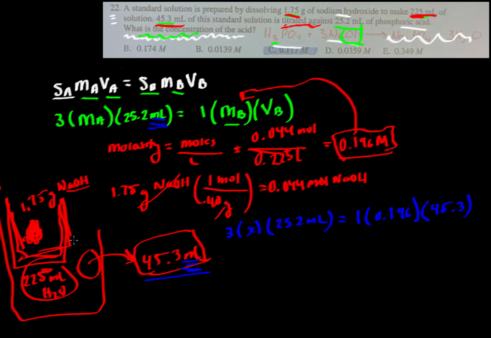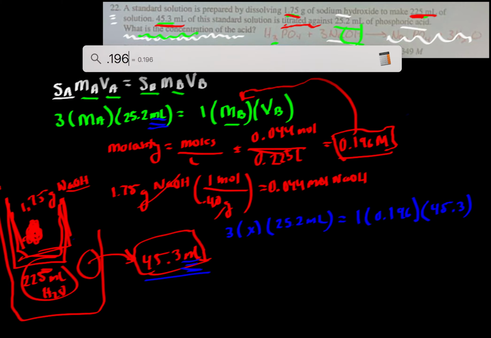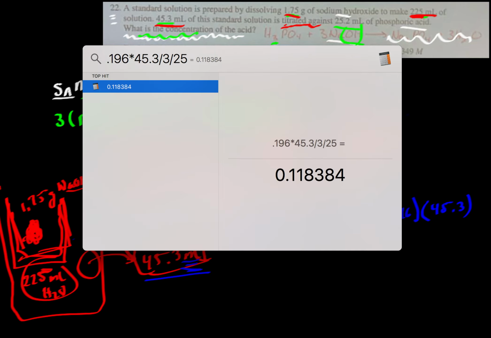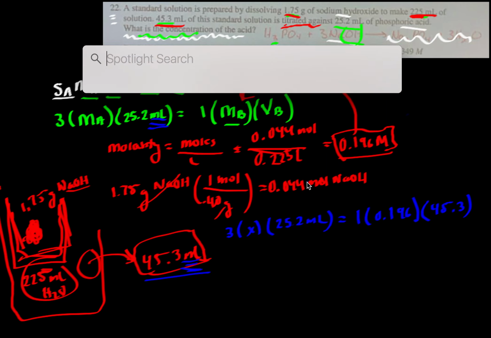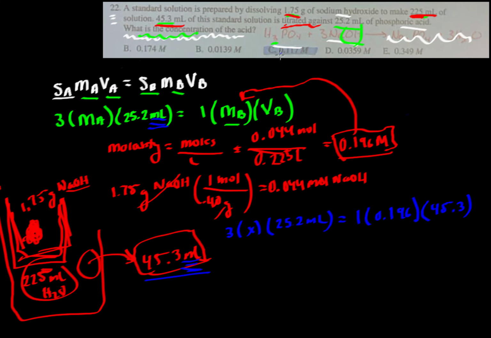So 0.196 times 45.3 divided by 3 divided by 25 something. So something like 0.118. And that answer, I think, was 0.117. I kind of covered it, but close enough. So that's how you go about this. Again, the big thing is memorizing this equation, not getting stumped by weirdly phrased questions, and mostly just practice. Well anyways, best of luck. Let me know if you have any questions about this video.